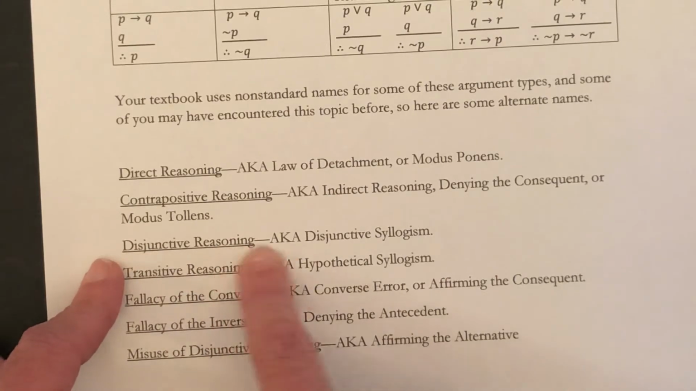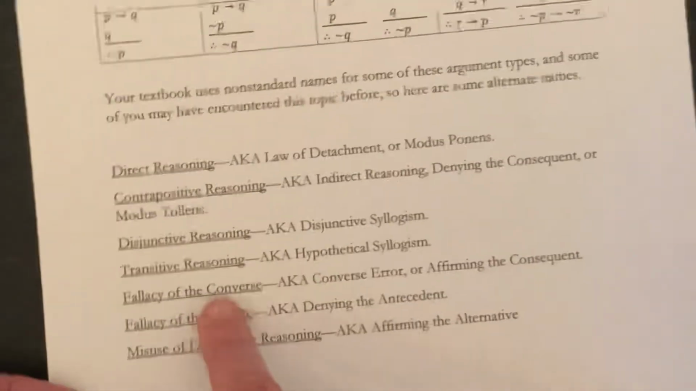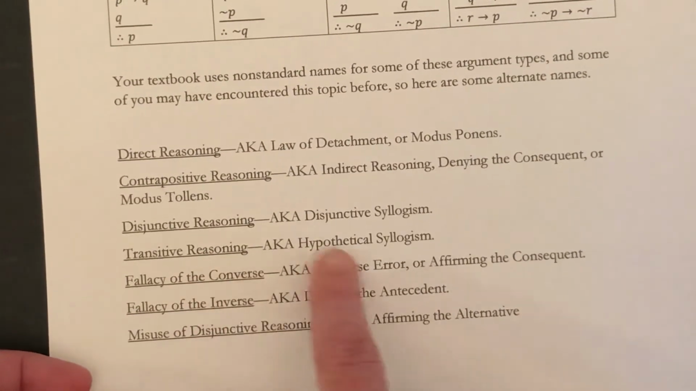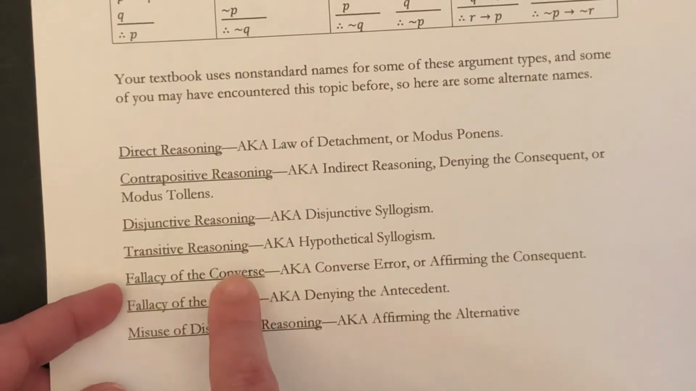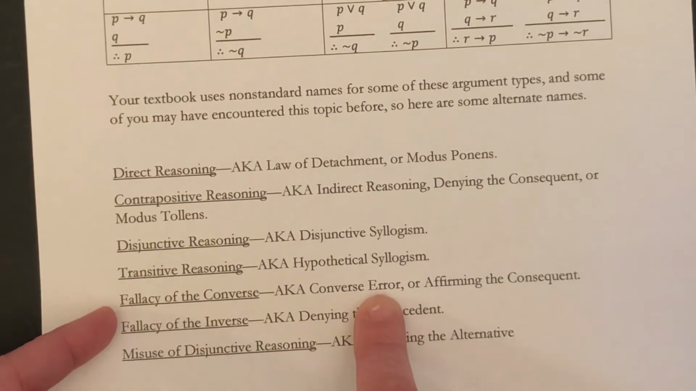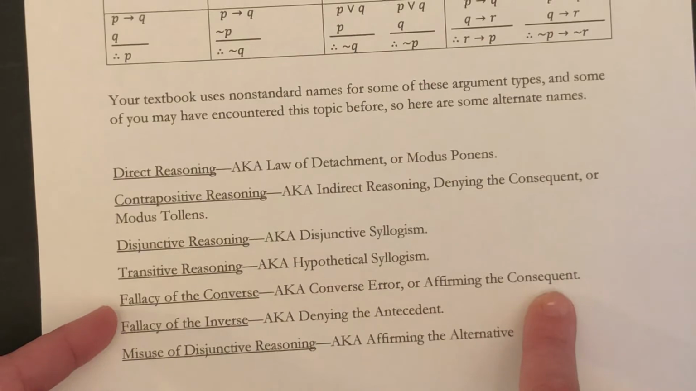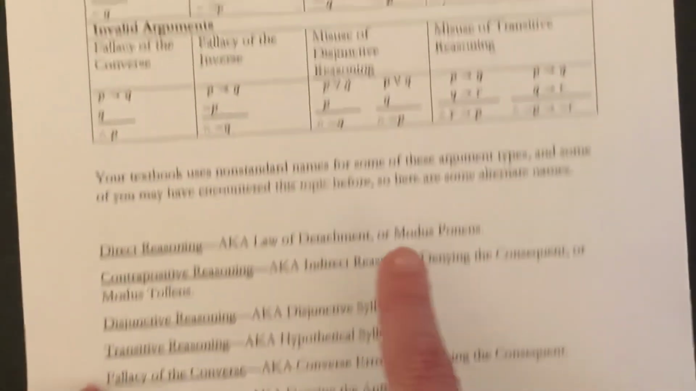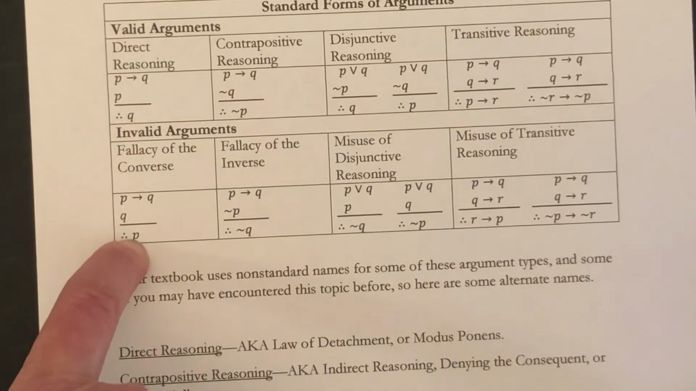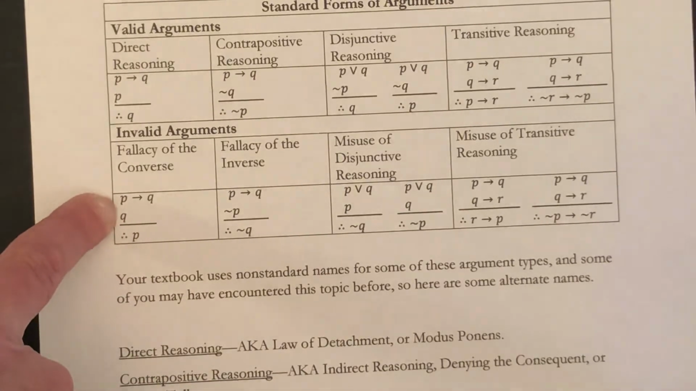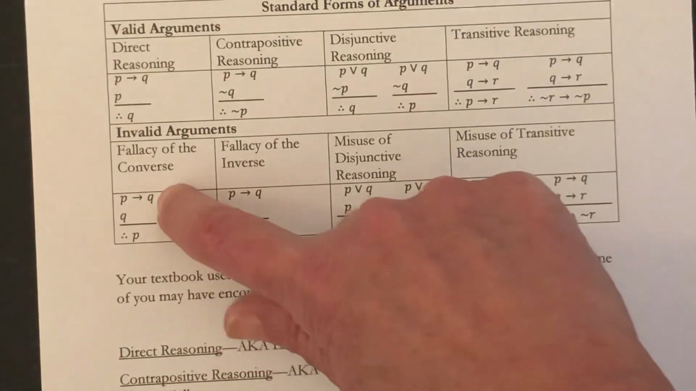Disjunctive reasoning is also called the disjunctive syllogism. That's right here. Transitive reasoning is also often called the hypothetical syllogism. Okay. The fallacy of the converse is called a converse error, or sometimes affirming the consequent. Not denying it, affirming it. So right here, or fallacy of the converse. Right here, affirming it. It's not Q, it's Q. So we made the consequent correct, and they tried to go backwards, and you can't do that.